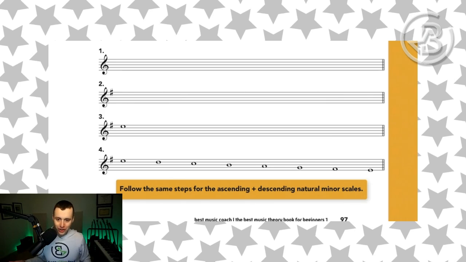You write your starting note, which would be an A or an E, and then you write your descending scale down to 1 octave below, writing one note on every line or space of the staff. I will see you in the next lesson.